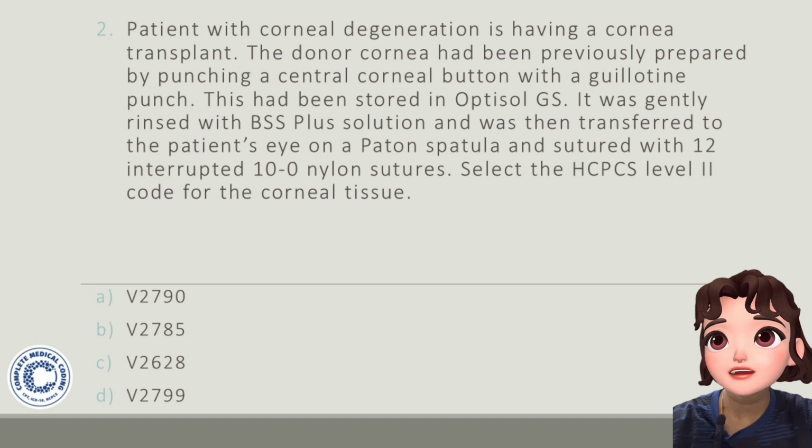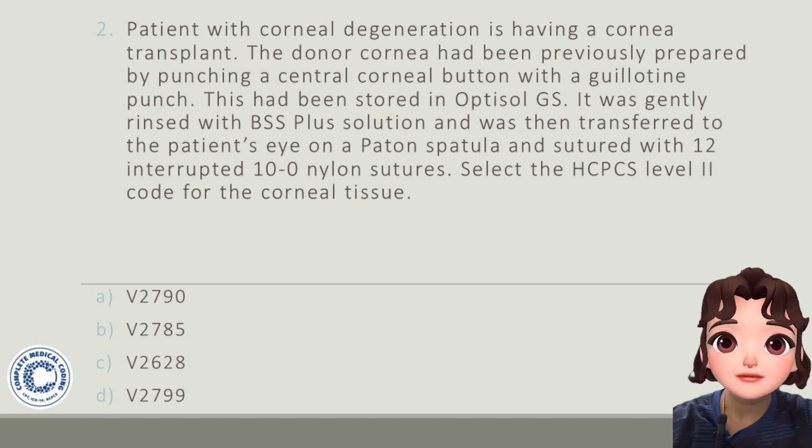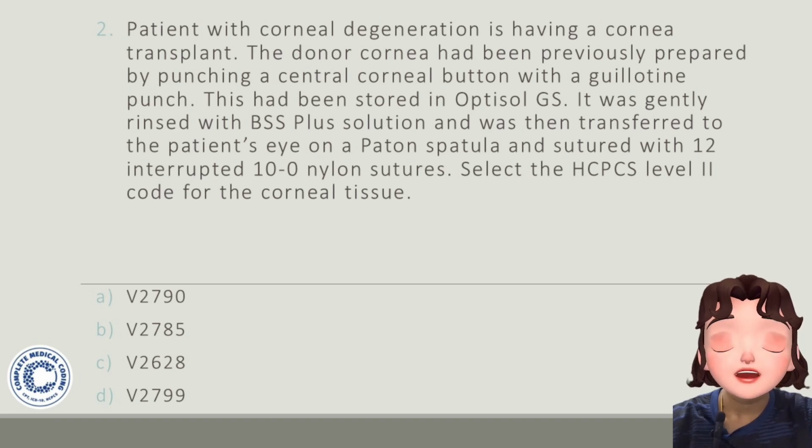What is our procedure here? Corneal degeneration, is having a cornea transplant. Yes, cornea transplant we need, right? So V2785 represents preserving and transporting. So that will be the answer because of the transplantation. Let's look into other options as well.